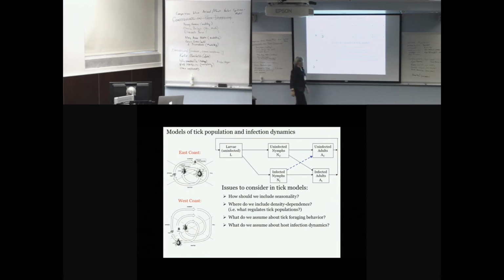regulating the tick populations? Is it the density of hosts? Are they actually limited by tick space on the host, or how is that working? What do we actually assume about this tick foraging behavior, and what do we assume about the host infection dynamics? In particular, how are we actually getting infection persisting in the system from one generation to the next?